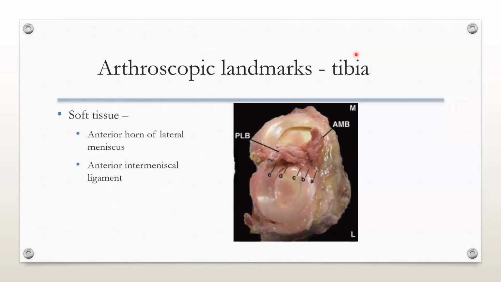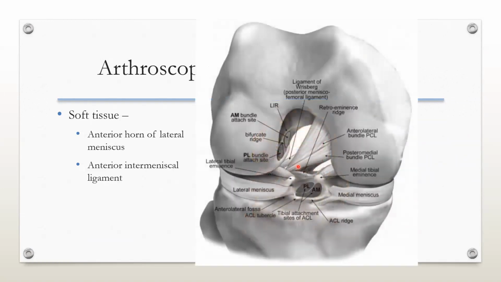The other soft tissue landmarks that can be used with respect to the tibia include the anterior horn of the lateral meniscus and the anterior intermeniscal ligament. The anterior horn of the lateral meniscus is in close proximity to the posterolateral bundle as well as the anteromedial bundle, with small fibers going from both the AM bundle and the PL bundle to the anterior horn of the lateral meniscus.